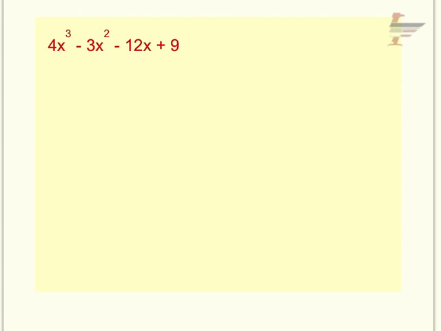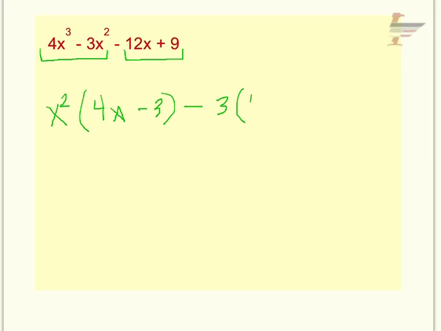All right, let's run through this one. We see 4 terms, so factor by grouping. Group the first 2, group the second 2. If you're looking at 4x cubed minus 3x squared, we can take an x squared out of both terms. What are you left with? 4x minus 3. Whatever your middle sign is just comes down, so I'm going to bring down a minus. Then 12x minus 9, we can factor a 3 out, and you're left with 4x minus 3.